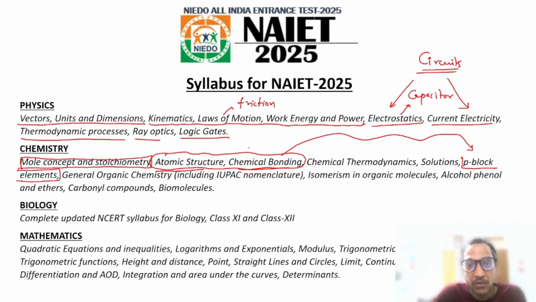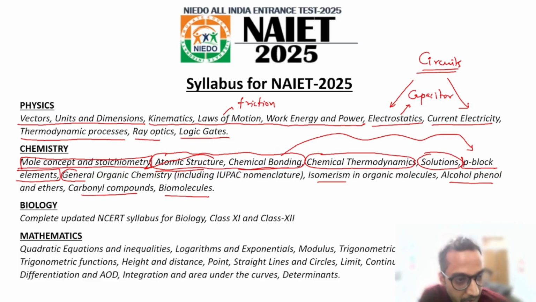And you can also dive from here into the organic chemistry part: GOC, general organic chemistry, isomerism, alcohol, phenol, and ether, carbonyl compounds, and biomolecules. Then we have two more chapters here from physical chemistry, which is chemical thermodynamics and solutions.